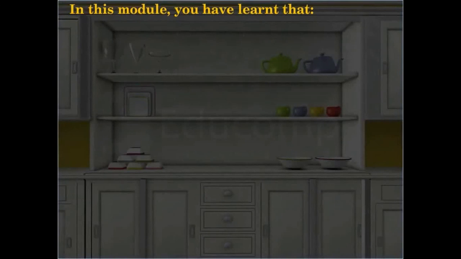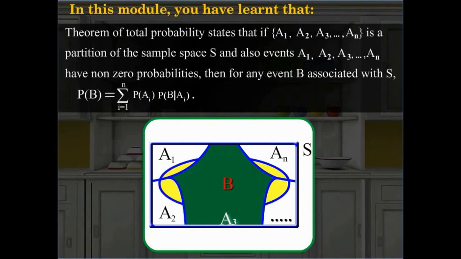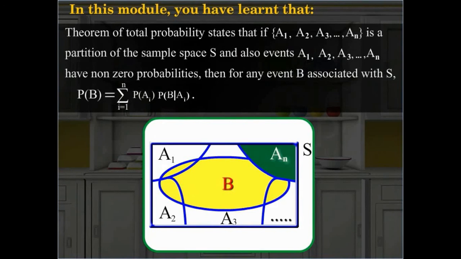In this module you have learnt that theorem of total probability states that if the set consisting of events A1, A2, A3 and so on up to An is a partition of the sample space S, and also events A1, A2, A3 and so on up to An have non-zero probabilities, then for any event B associated with S, probability of B is equal to summation of probability of B when Ai has already occurred into probability of Ai where i varies from 1 to n.